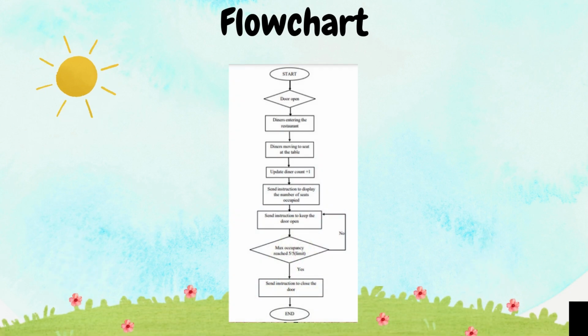For the flowchart, it will be: start, door open, diners entering the restaurant, diners moving to the seat at the table, and it will update the diner count, which is +1. It will send an instruction to display the number of seats occupied. Then it will send an instruction to keep the door open. The maximum occupancy is reached at 5. If the maximum is not reached, it will send back the instruction to keep the door open. If it is reached, the answer will be yes, and the instruction will be sent to close the door, and end the flowchart.